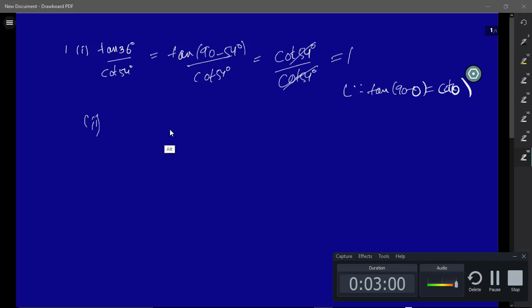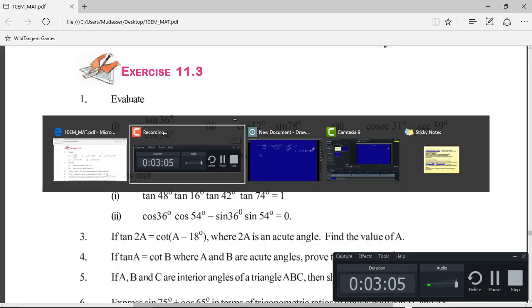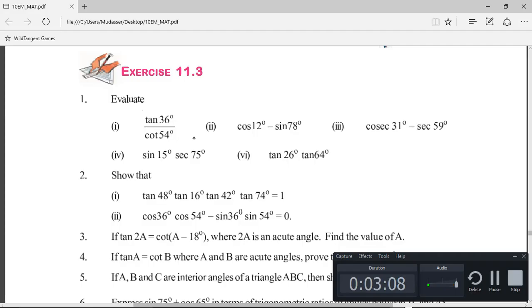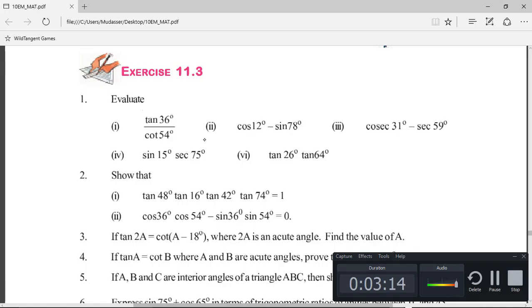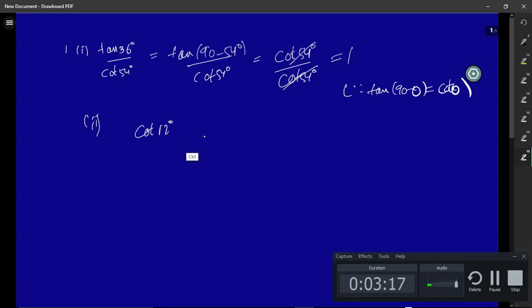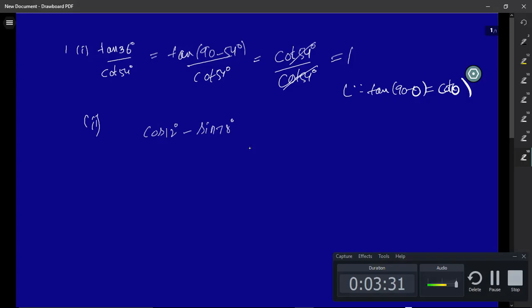Let me also solve the second one for you. Though the second one is very simple, let me just do it for you so that you understand this concept a little better. Cos 12 degree minus sine 78 degrees. Now I'll have to do the same thing. If this is 12 degree, I'll have to make sure this also becomes 12 degree. Or if this is 78 degree, I'll have to make sure this also becomes 78 degree. So let me do it this way.